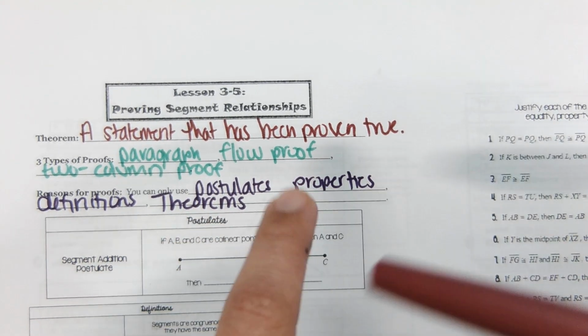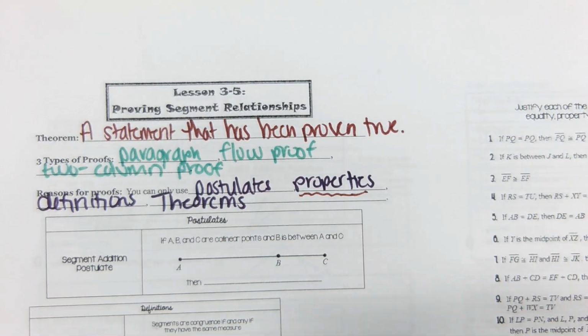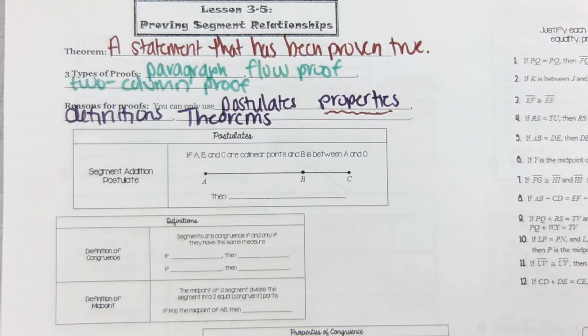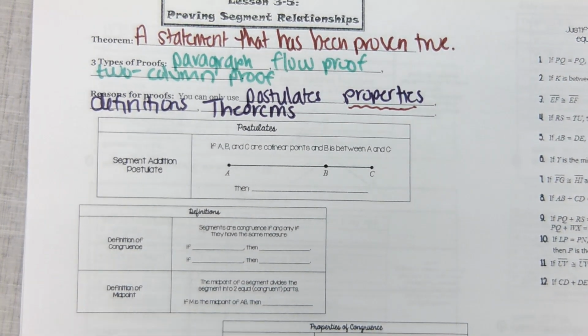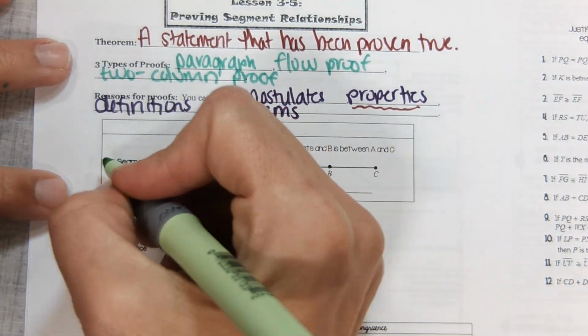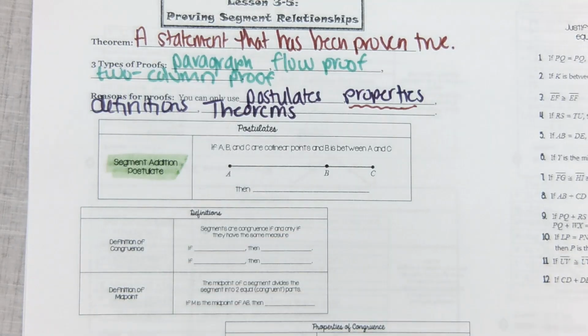Yesterday, we pretty much just focused on properties, like properties of equality. But today we're going to bring in some of the other ones. So these are the postulates that can come up today in the proofs. The first one is segment addition postulate. You've actually seen this before, so it's not new. We're just seeing it in a different format.